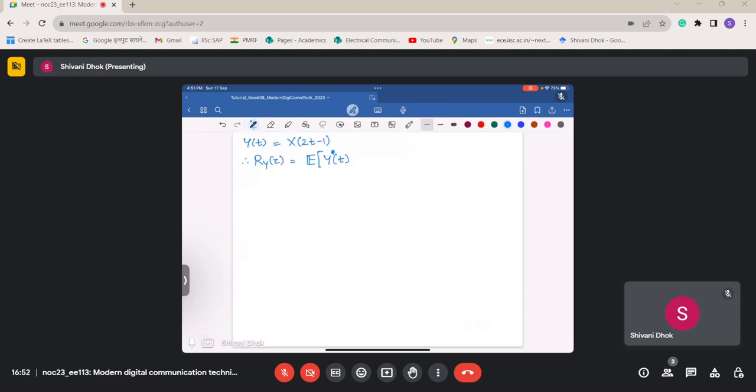Y conjugate of t into y of t plus tau. Okay, this is the autocorrelation function. So this we can write as expectation of x conjugate of 2t minus 1 into x of 2t.